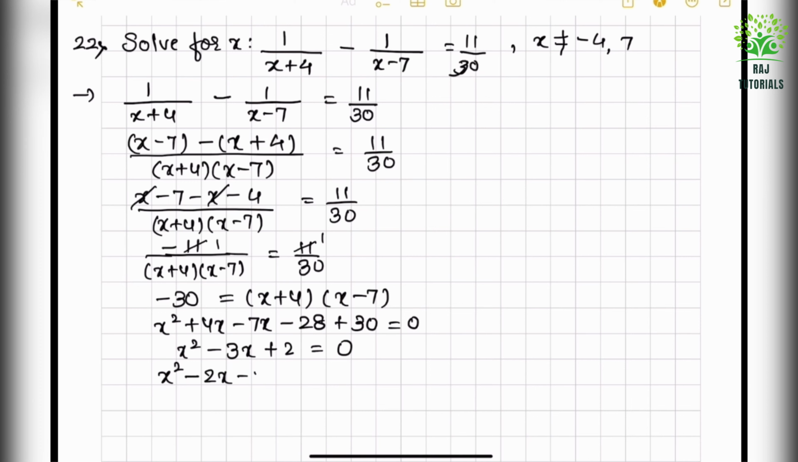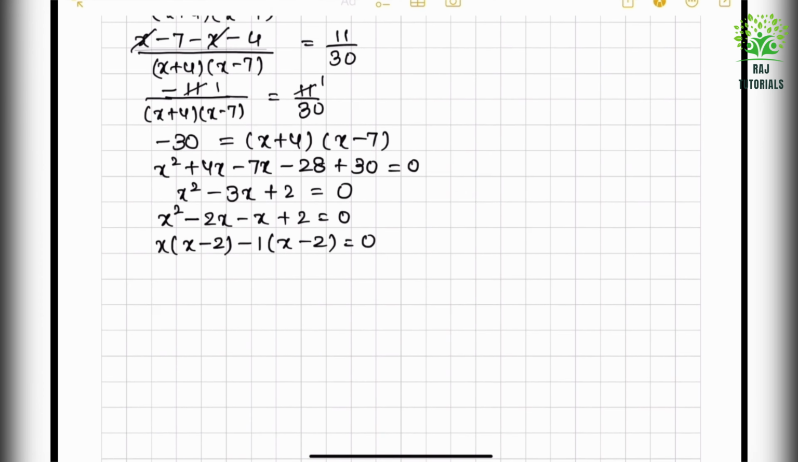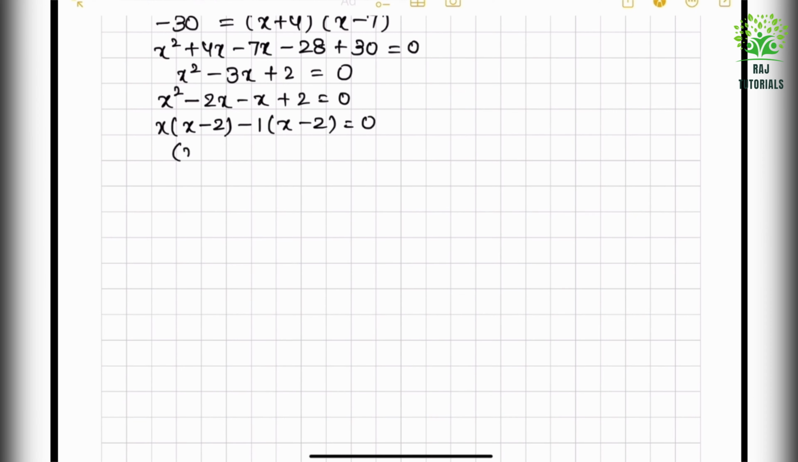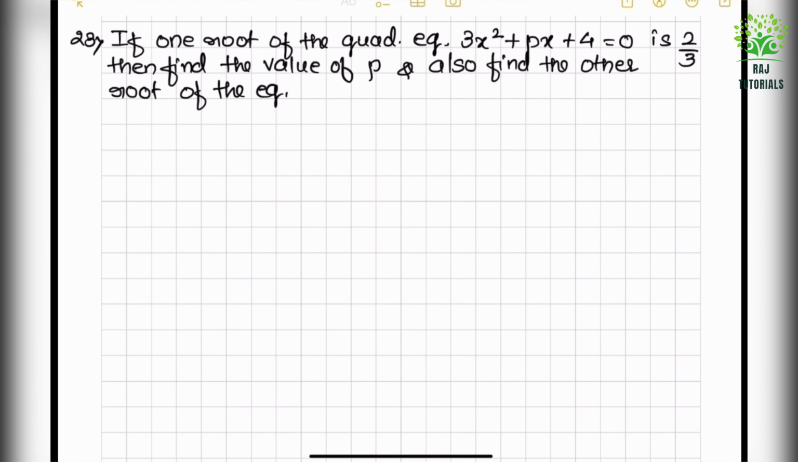So now splitting the middle term, I will have x square minus 2x minus x plus 2 equal to 0. So from first two terms x common, so x minus 2. From second two terms minus 1 common, so x minus 2 equal to 0. Now I will have x minus 2 into x minus 1 equal to 0. So therefore x equal to 2 or x equal to 1.